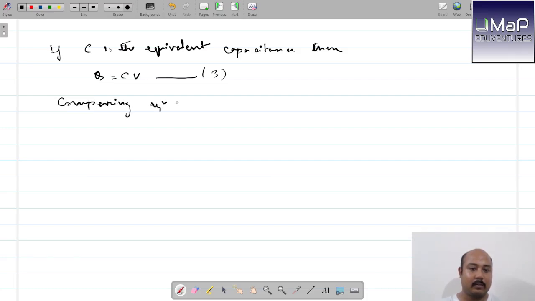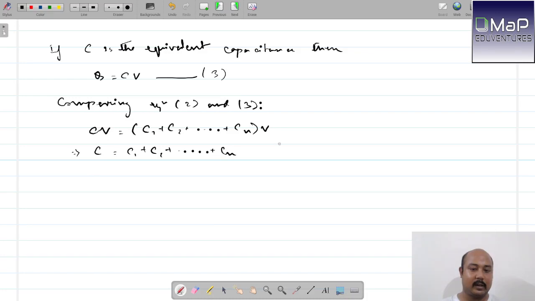Comparing equation 2 and 3, we get CV equal to C1 plus C2 plus up to Cn V. Simply dividing both sides by V, I get C equal to C1 plus C2 plus up to Cn. So this is the combination we were asked for. Let us mark this as equation number 4.